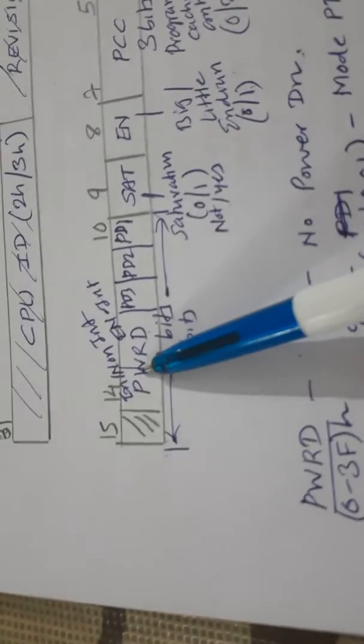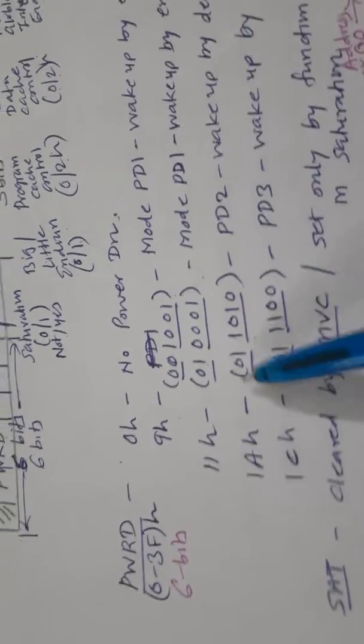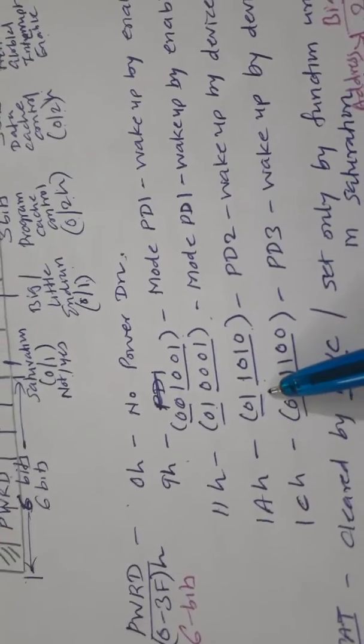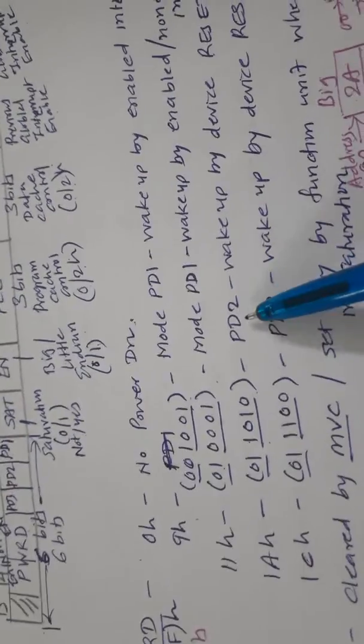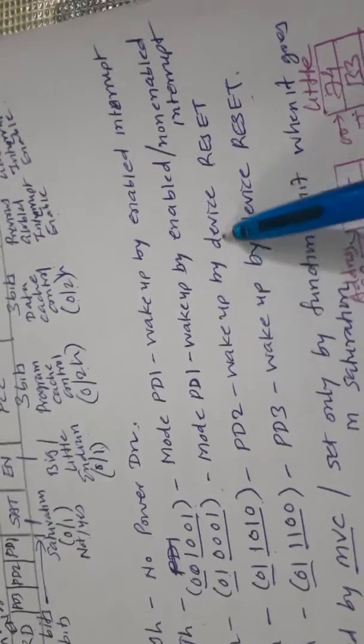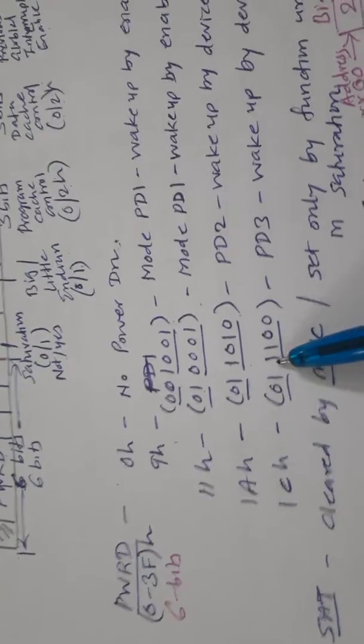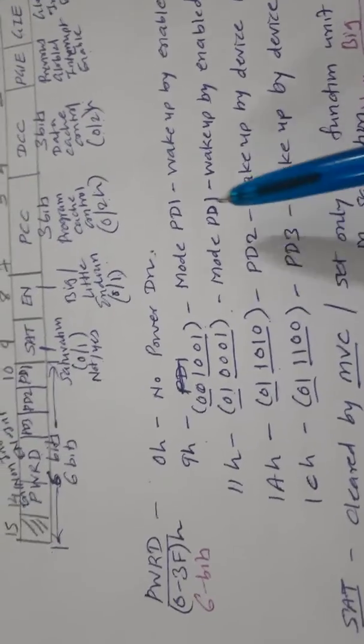So now enable or non-enable interrupt. Let us read this. Mode PD1, wake up by enable or non-enable interrupt. Then when 1A value is selected, this is the binary form, the bitwise form. PD2 wakes up by device reset, and PD3 is also the same, that is 1C. So when you select 1C, 0 1 1 1 0, then it is PD3.